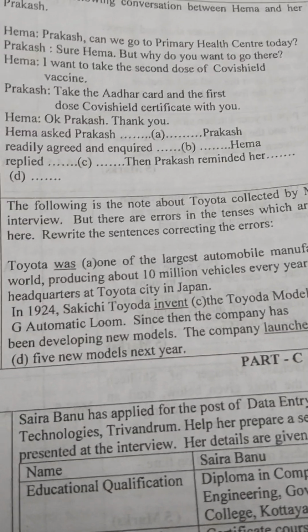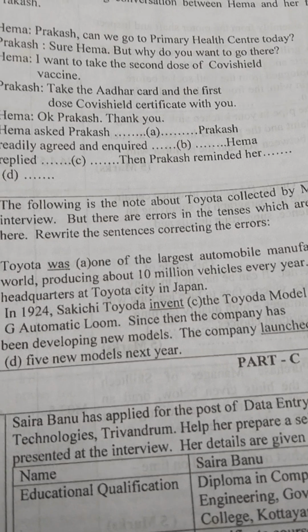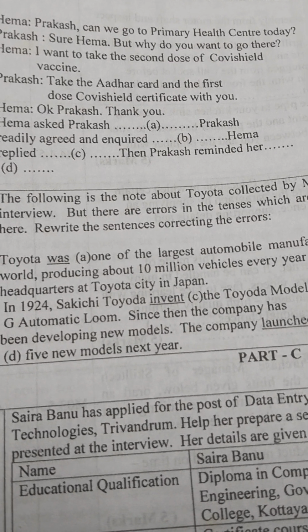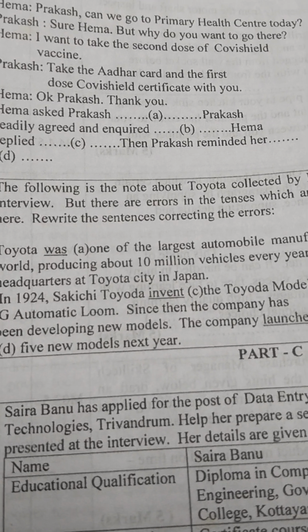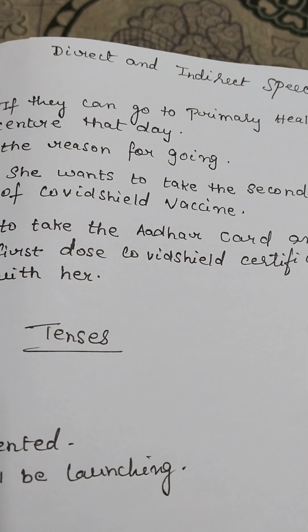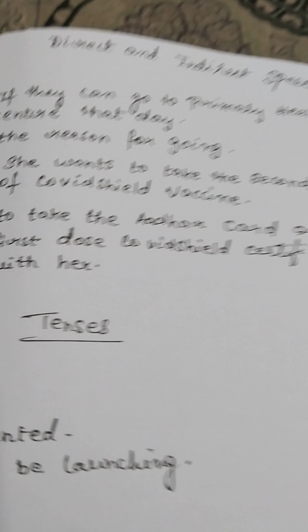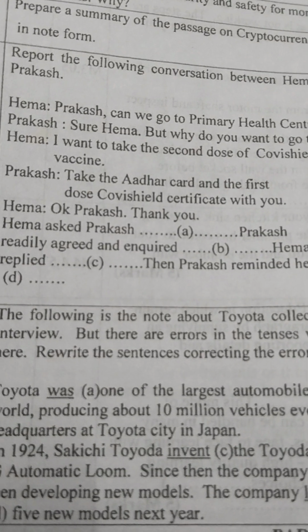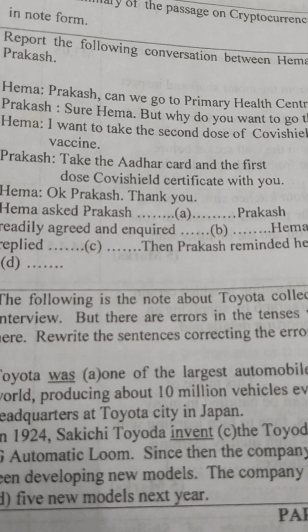So here we can see, "Prakash, can we go to primary health center today?" So this is given here. Now when we go to the indirect part, we can see Hema asked Prakash. So the answer is, if they can go to primary health center, and today will get converted into that day. Now the second portion is Hema asked Prakash. So the answer is given.